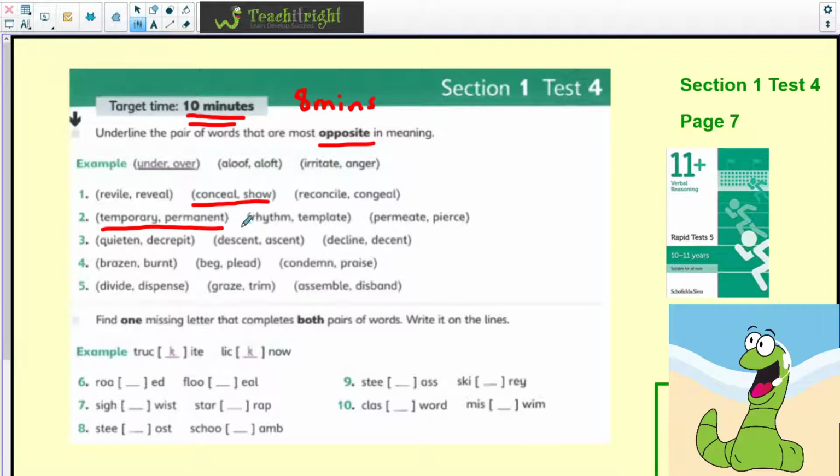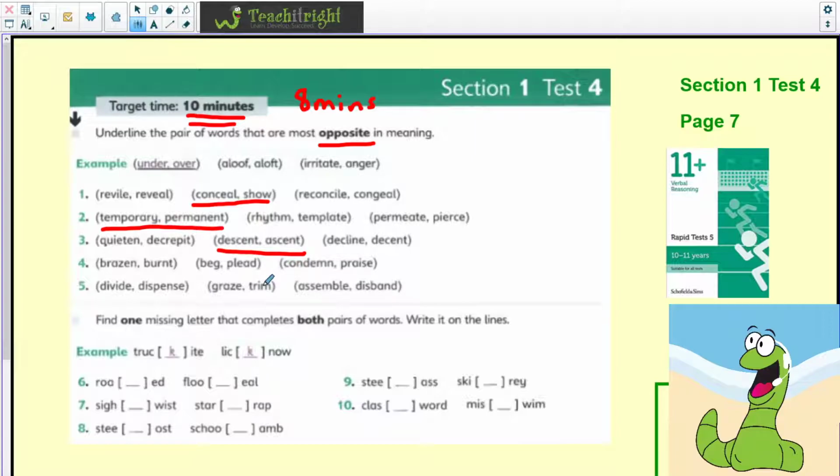Number 2, we've got temporary and permanent. Often talk about accommodation as being temporary sometimes, and permanent means you're living there all the time. So temporary, you're not doing something all the time, but permanent is something that you do all the time. So those are opposites. Number 3, we've got descent and ascent. Those, of course, are opposite. Descent to go down, ascent to go up.